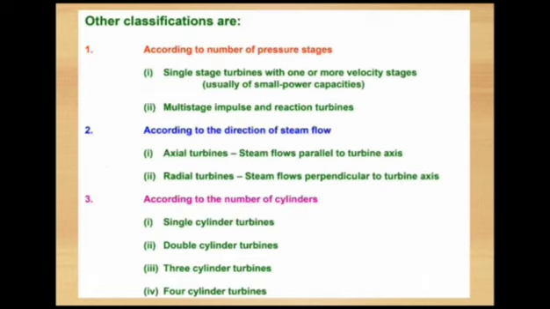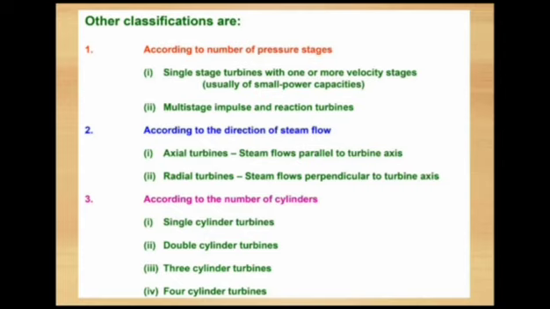Other classifications are, first, according to the number of pressure stages: single stage turbine, and multi-stage impulse and reaction turbine. Second, according to the direction of steam flow, there are two types. First one is the axial turbine, where steam flows parallel to the turbine axis. Second one is the radial turbine, where steam flows perpendicular to the turbine axis.